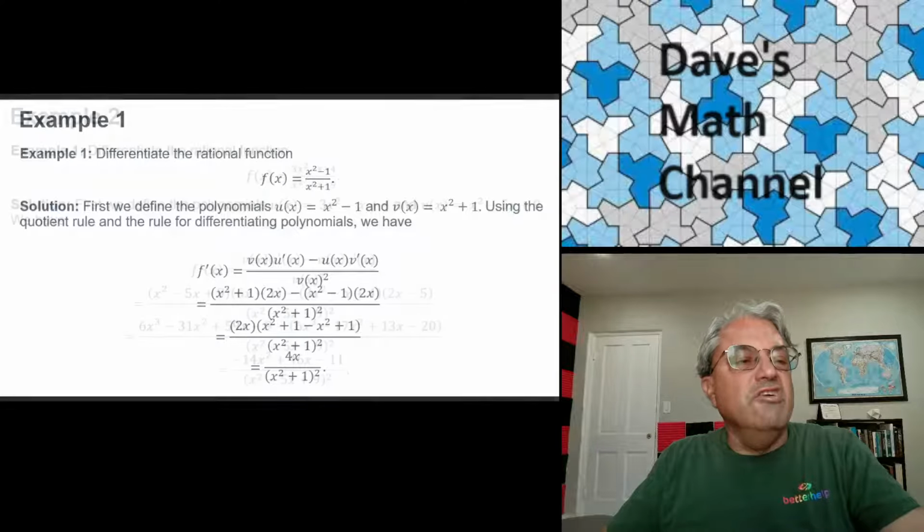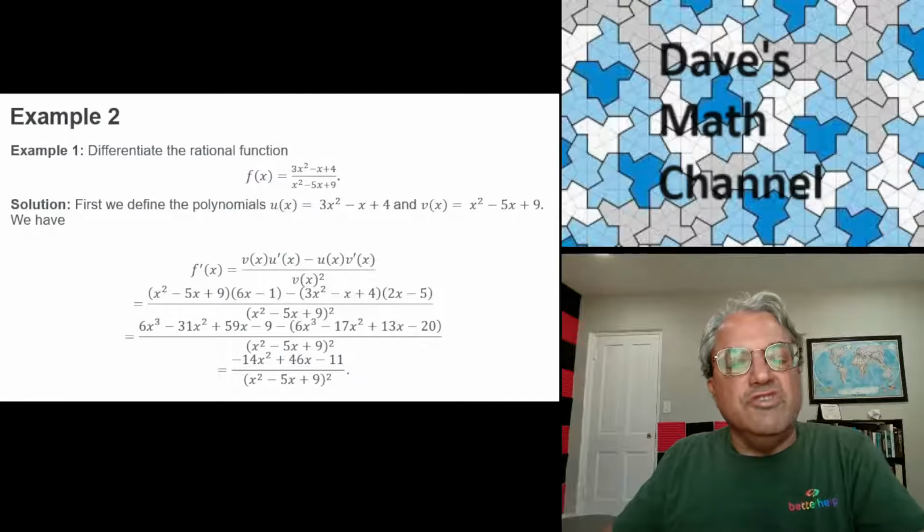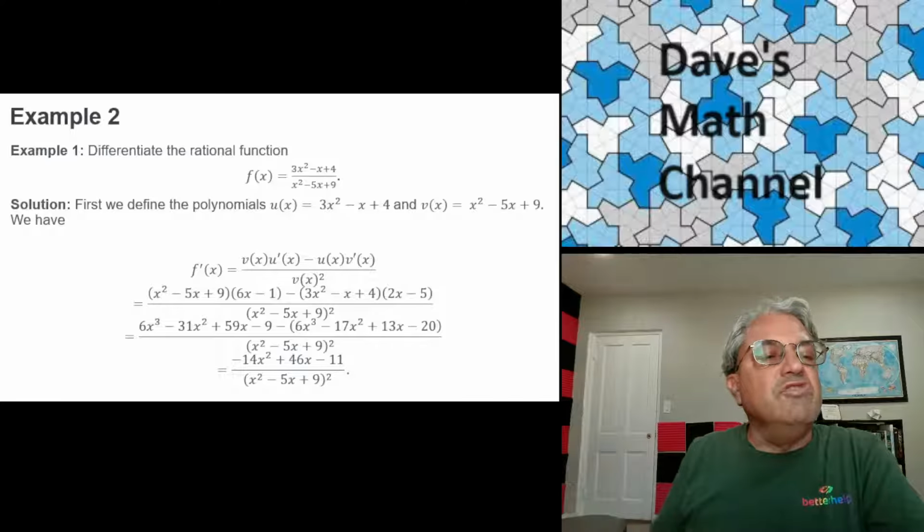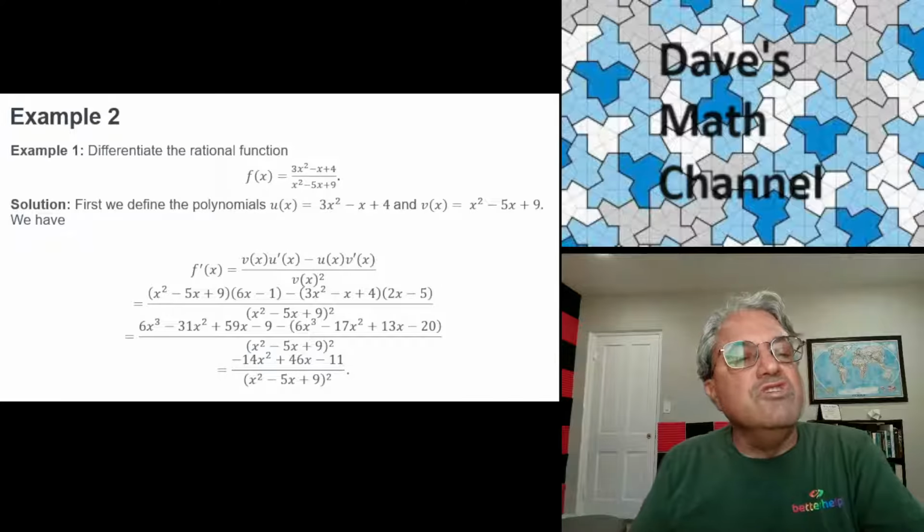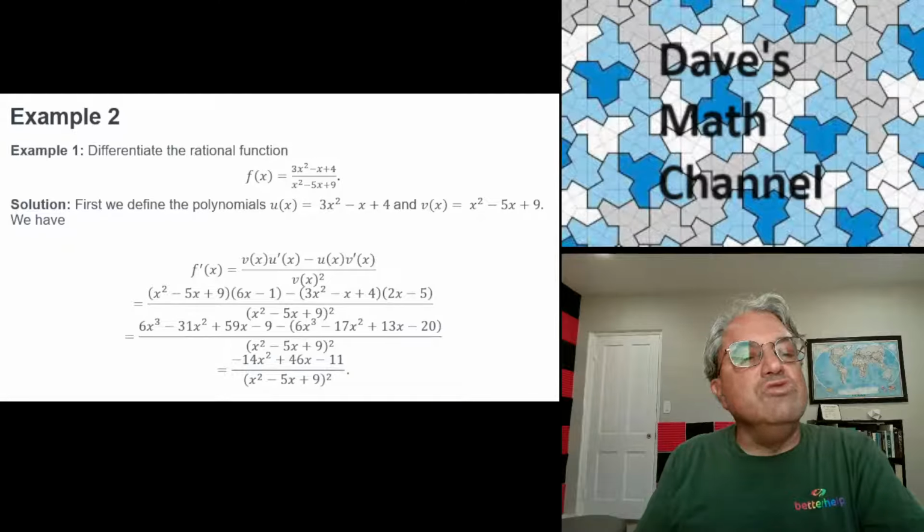But they get harder. And let's look at a more difficult example. Here I have a function f of x equals 3x squared minus x plus 4 over x squared minus 5x plus 9. So let's do this one. So again, we do the same thing. We let u of x be the numerator, which is 3x squared minus x plus 4. We let v of x be the denominator, which is x squared minus 5x plus 9.